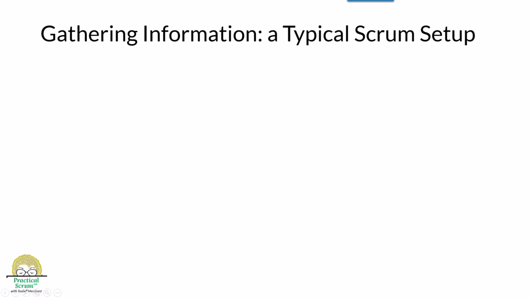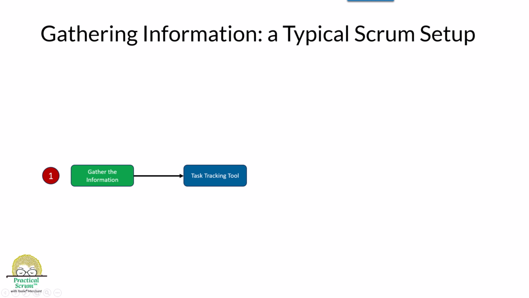Here are some examples. For gathering the information, Scrum teams and Kanban teams mostly use task tracking tools like Atlassian Jira, Microsoft Azure DevOps, Monday.com, or Asana to keep track of the records of the work to be done. These tools can take care of the day-to-day activities.